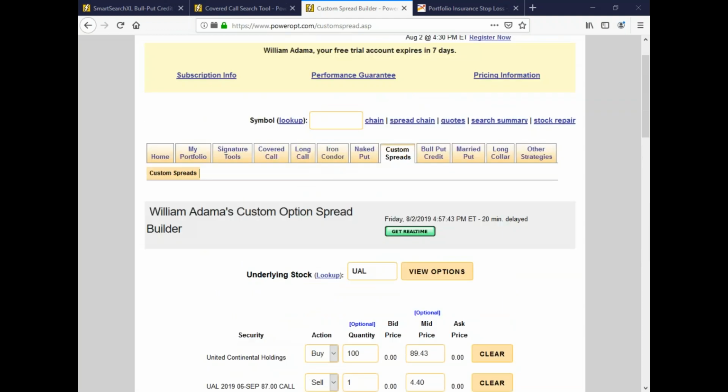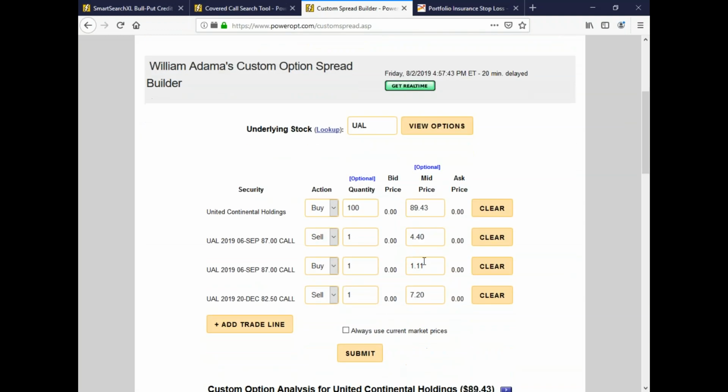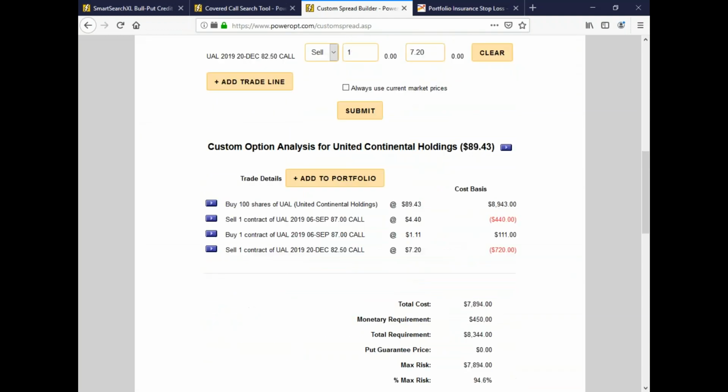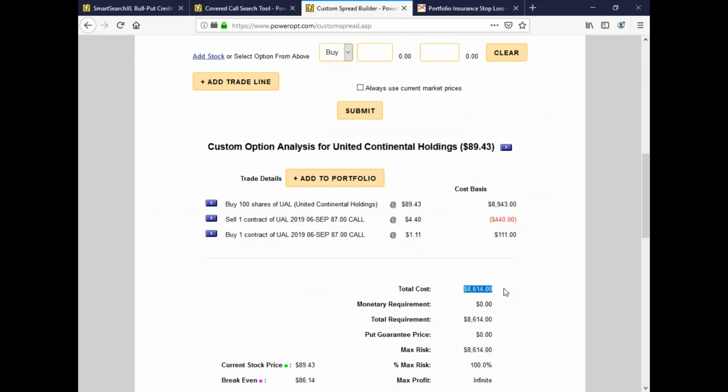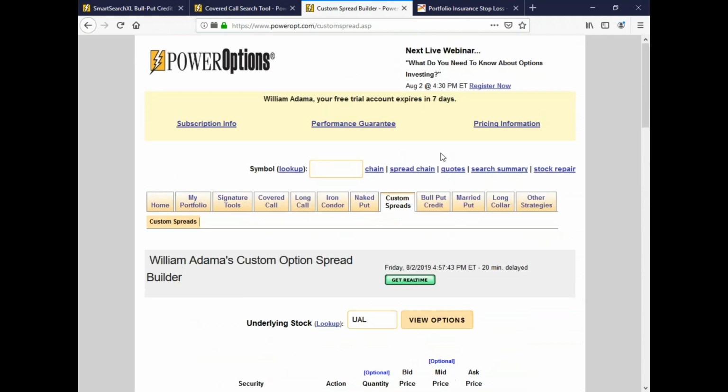and then you could evaluate. So in this case, I'd buy it back for 111. Let me just clear that out. If I bought it back for 111, my cost basis would be 86.14 on a stock trading at, let's say, 85. Well, then what I would do is I would just go to the stock repair tool.